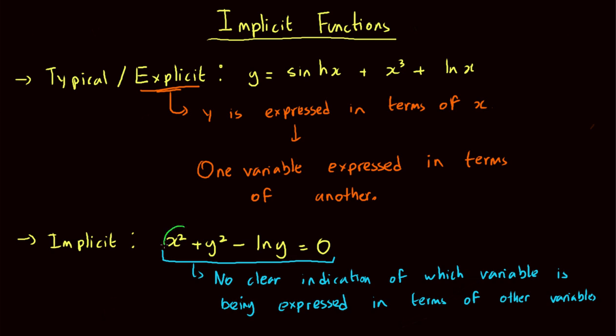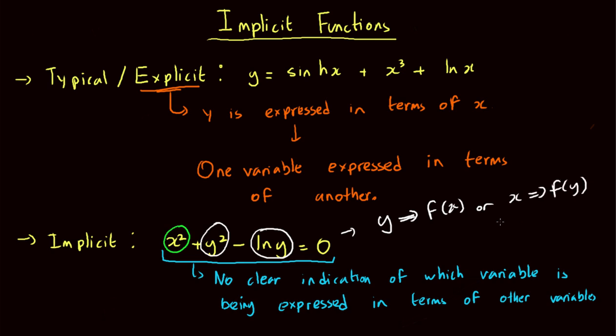You obviously have your x squared right here, and then I'm gonna circle in white, you have your y squared, you have your ln y. So you see they are completely different. They're expressed in such a way that you do not know whether it's y expressed in terms of x or x expressed in terms of y. We don't know. So that is what we call an implicit function, and there are actually a lot of cases where we use implicit functions as well.